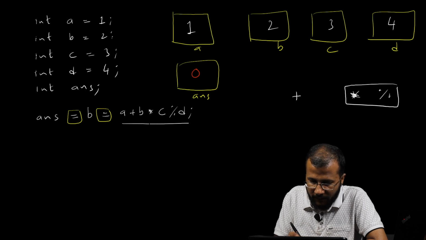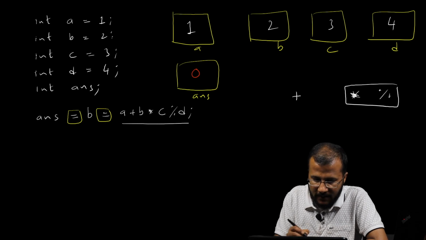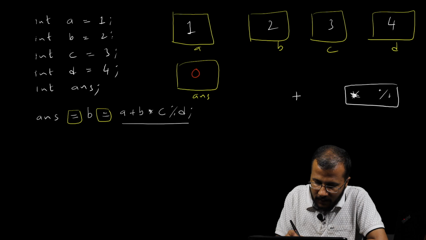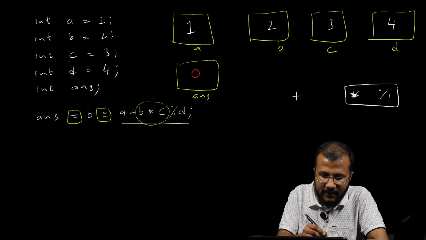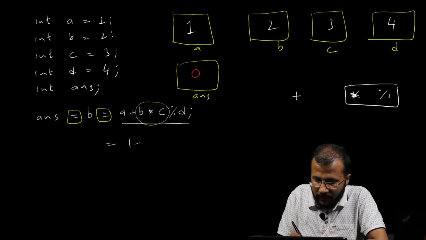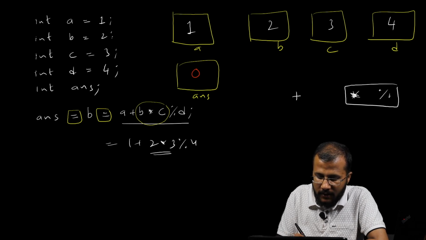So from left to right, if I scan this, I get multiplication first. So this part is done first. Okay, so let's replace this by values. 1 plus 2 times 3 mod 4. So first the multiplication is done. If I evaluate this, it will become 1 plus 6 mod 4.